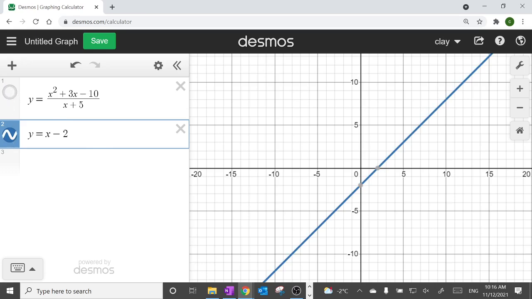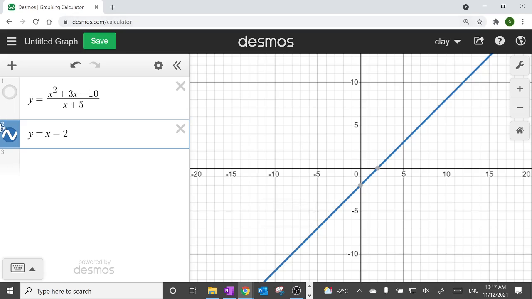If I were to trace points along this line, let's see, there we go, 5, 3 is a point. There we go, right? And negative 5, there we go, -5, -7 is a point.